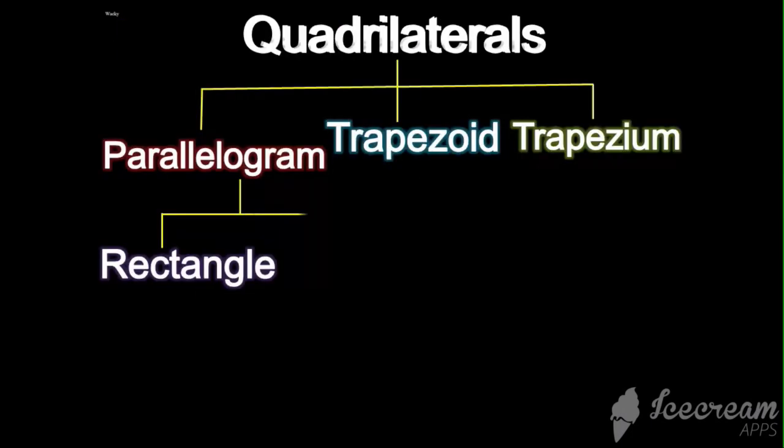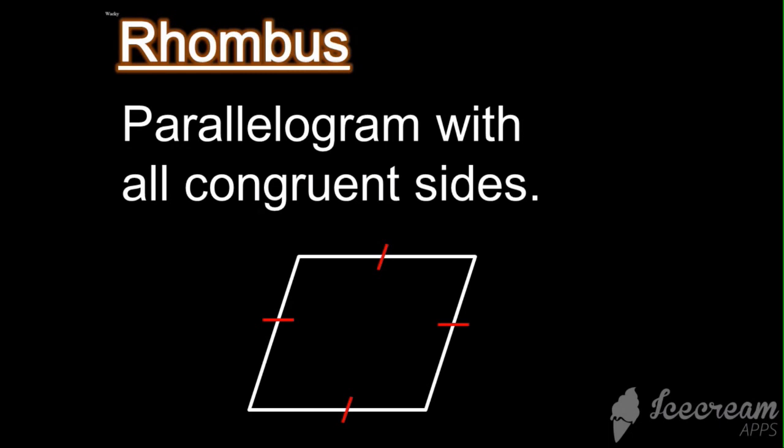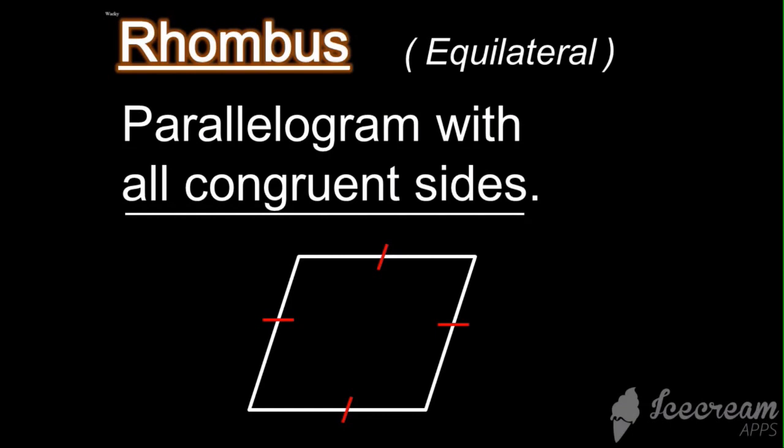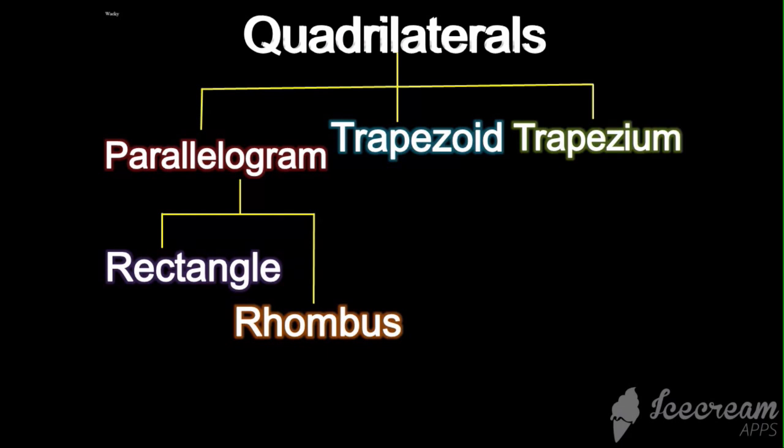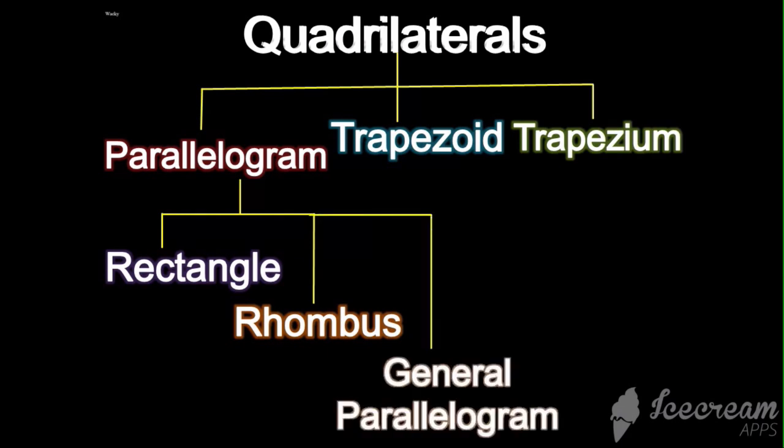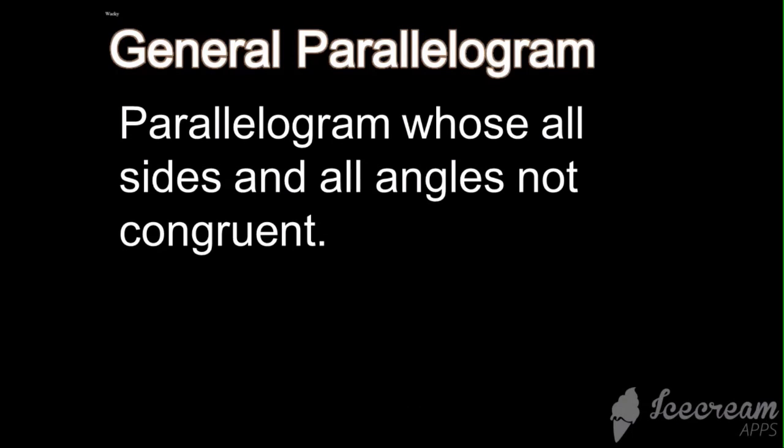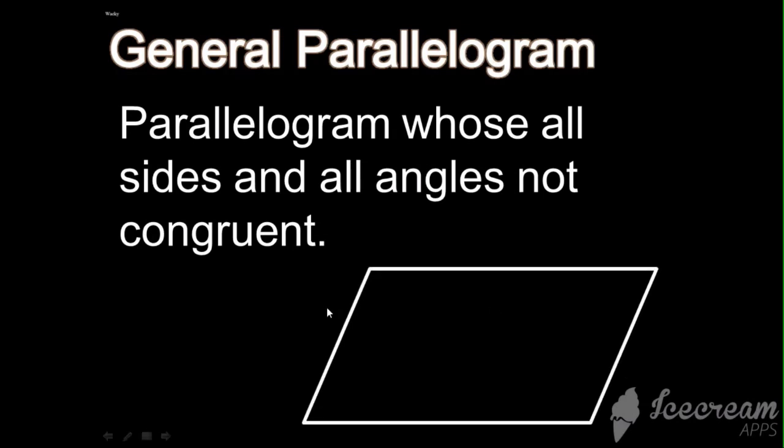Okay, the next type of parallelogram is a rhombus. So what is a rhombus? A rhombus is a parallelogram with all congruent sides. So this is an equilateral parallelogram. The next type of parallelogram is a general parallelogram. A general parallelogram is a parallelogram whose all sides and all angles are not congruent. So for illustration, we can see here that all sides are not congruent as well as all angles are not congruent.